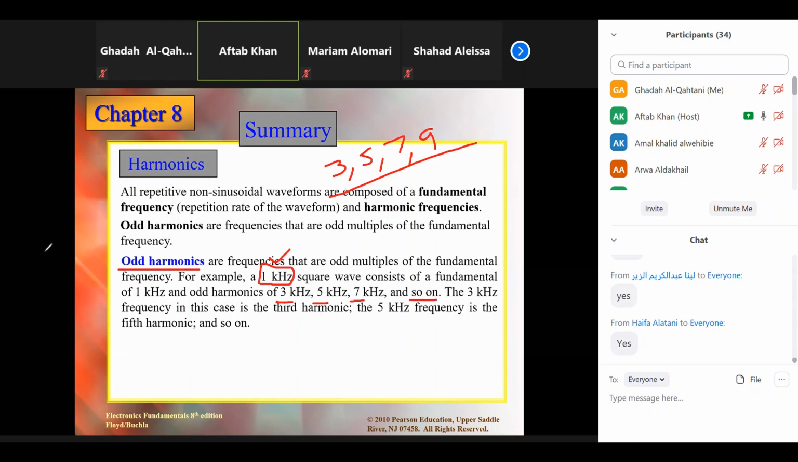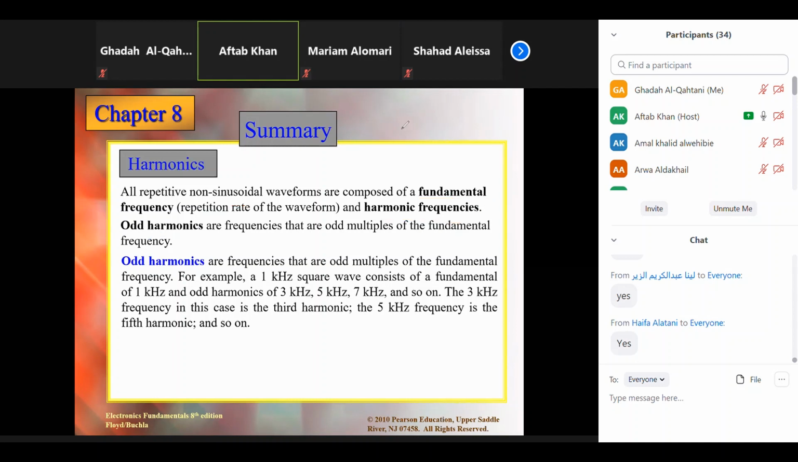Similarly, if I ask you what the even harmonics are, if I multiply the fundamental by the even numbers, I will receive the even harmonics. That is, 2, 4, 6, 8. So depending upon the fundamental frequency value, we multiply by the even and odd numbers, which gives the odd and even harmonics. In order to generate non-sinusoidal waveforms, we need two things: first, the fundamental frequency, and second, the harmonic frequencies. Basically, we need odd harmonics.